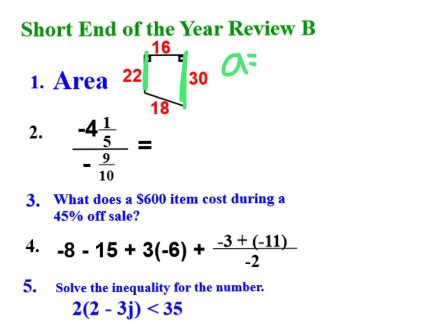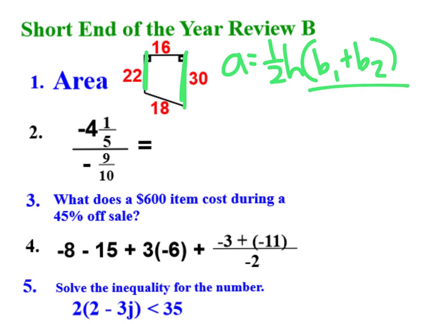Your formula is area equals 1/2 height times base 1 plus base 2. I always think about this as the average of the bases. If you add two things together and divide by 2 or take it times a half, you're finding the average. Because remember, a rectangle that's 22 by 16 is too small. A rectangle that's 30 by 16 is too big. We want what's directly in between those two things.